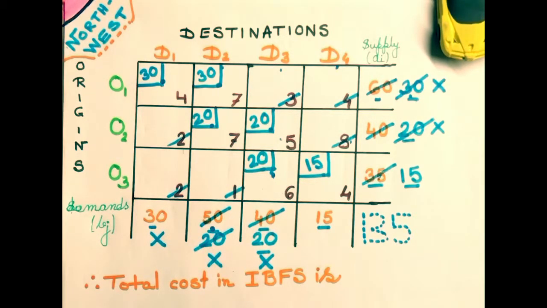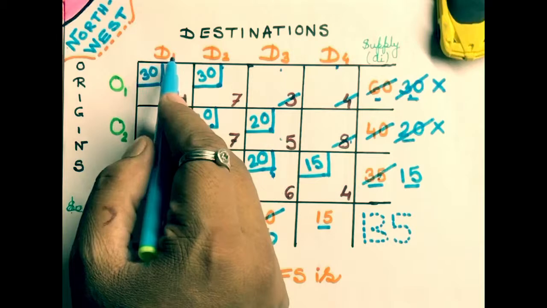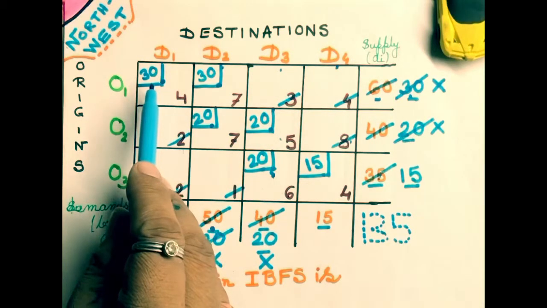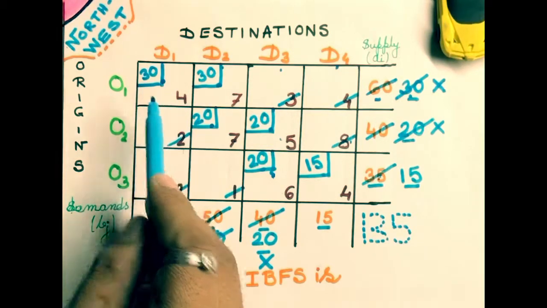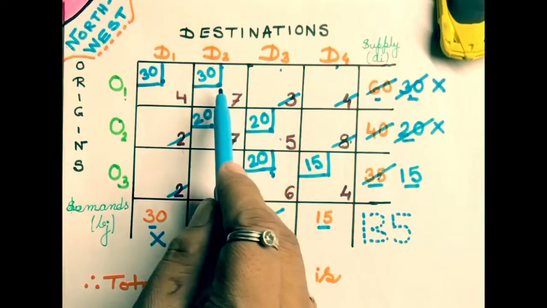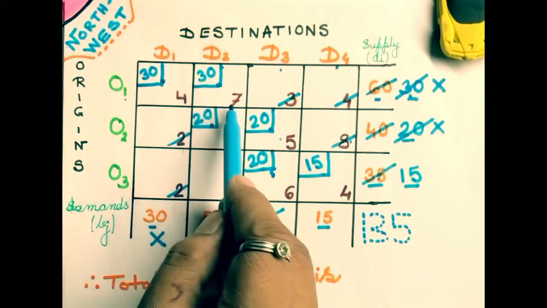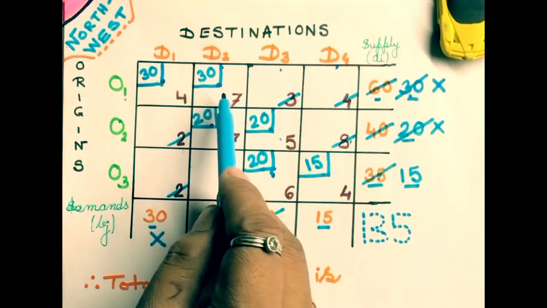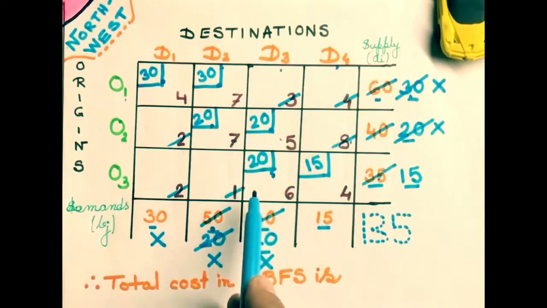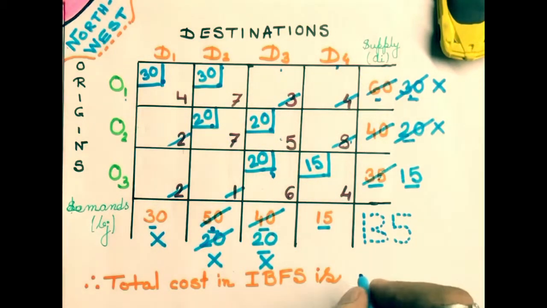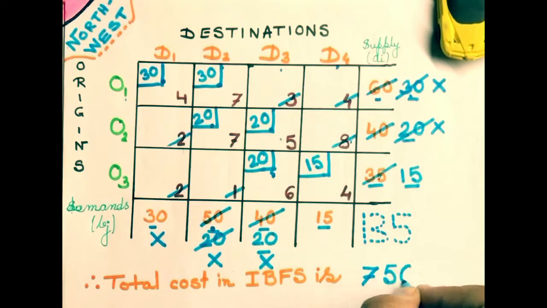So the next task is to determine the total cost in initial basic feasible solution to this given transportation problem. You may note that from origin 1 to destination 1, you have to transport 30 units. Per unit cost is 4 units. So the total cost is 4 into 30, that is 120. Similarly, from origin 1 to destination 2, you are transporting 30 units. Per unit cost 7. So total cost is 210 units. If you find out the sum of all this cost, you can find that the total cost will be 750 units only.